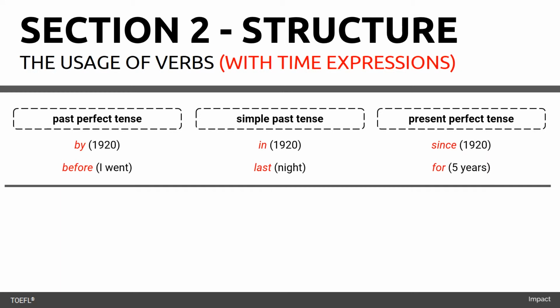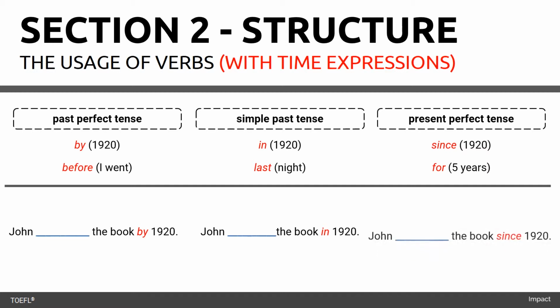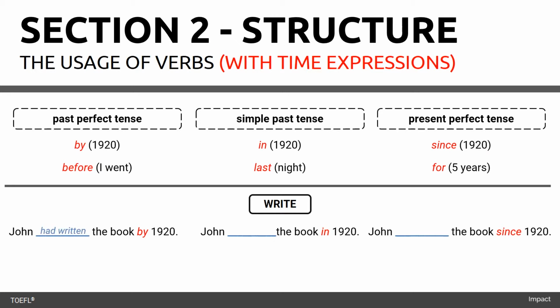Let's look at some examples. John blank the book by 1920. The second one, John blank the book in 1920. The third one, John blank the book since 1920. If I'm going to tell you that the verb that you will use is write, how do you fill in the blanks? The first one, if you said had written, you got it right. The second one, wrote, very good, verb 2. And the third one, has written, correct.